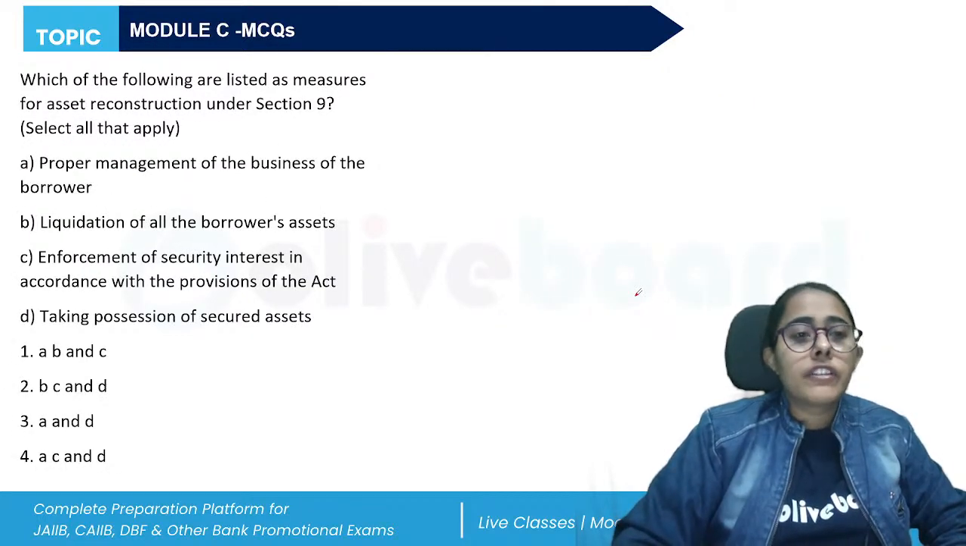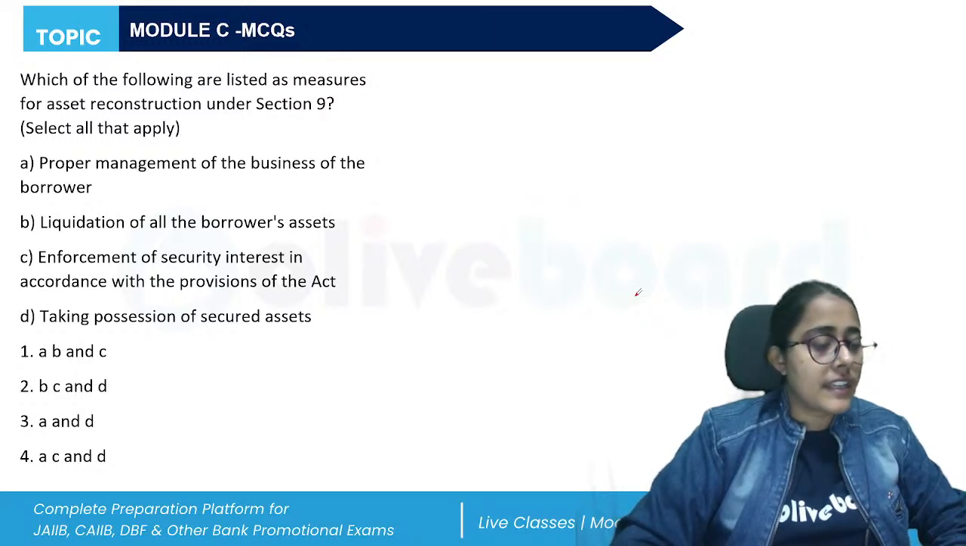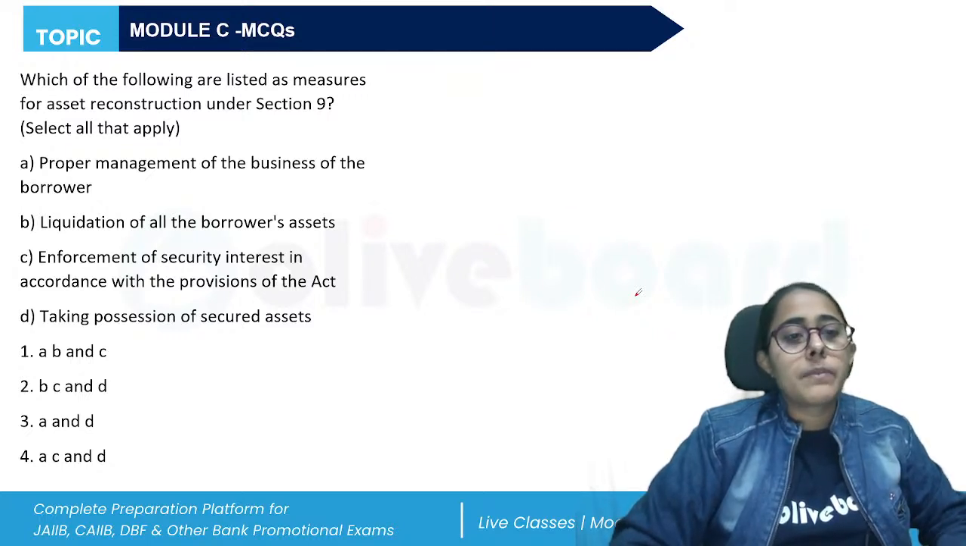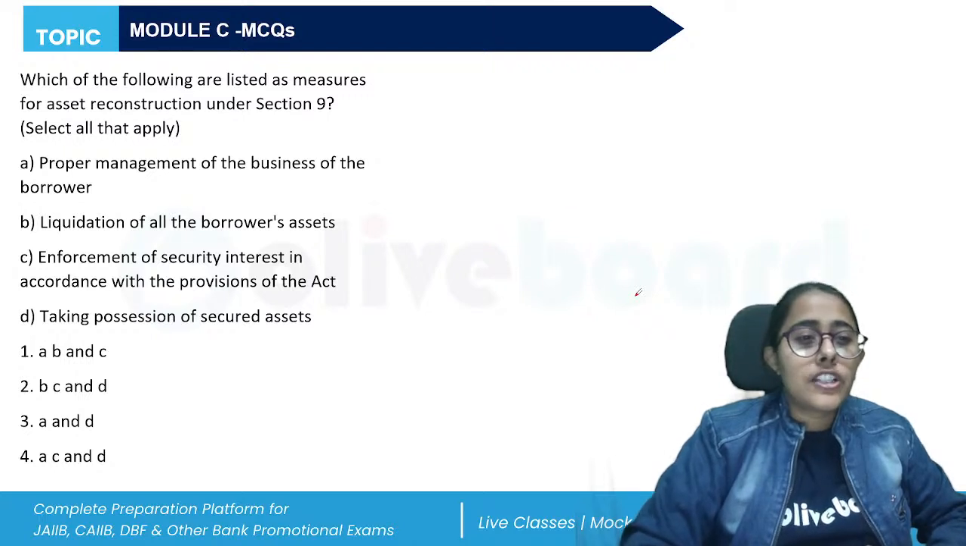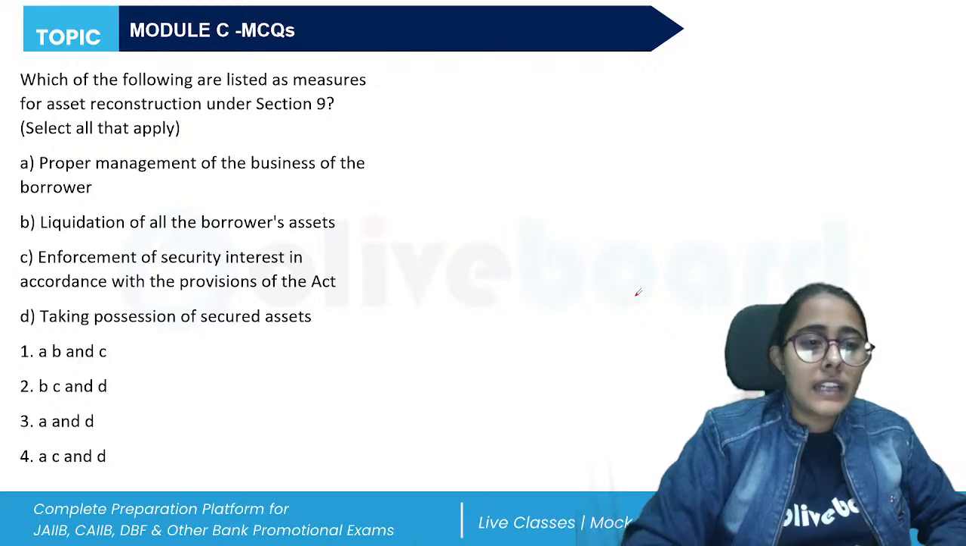Next, which of the following are listed as measures for the asset reconstruction under Section 9? Under Section 9 of the Act, certain measures are given as to how we can undertake the reconstruction. Proper management of the business of the borrower, liquidation of all of the borrower's assets, enforcement of security interest in accordance with the provision of the Act, taking possession of the secured assets.